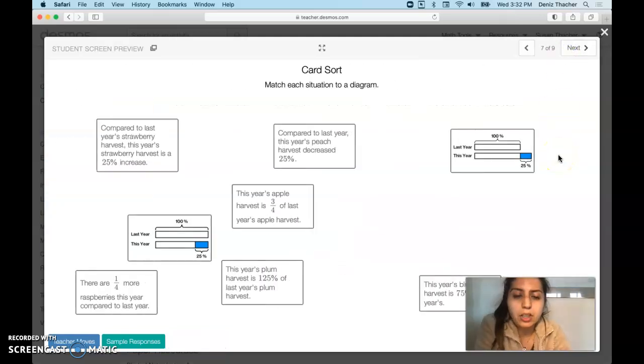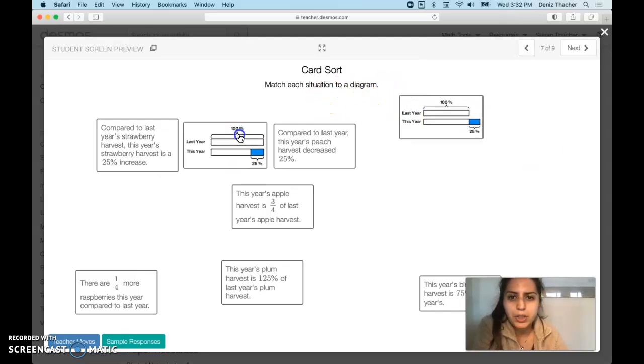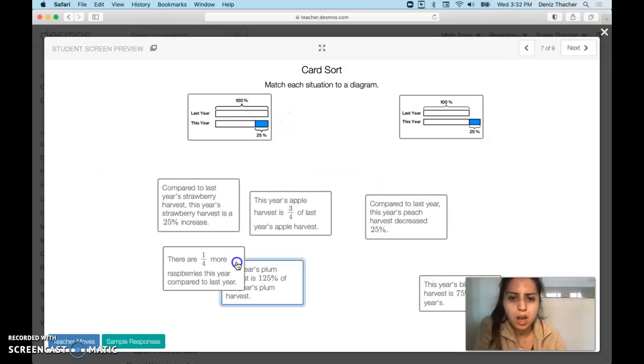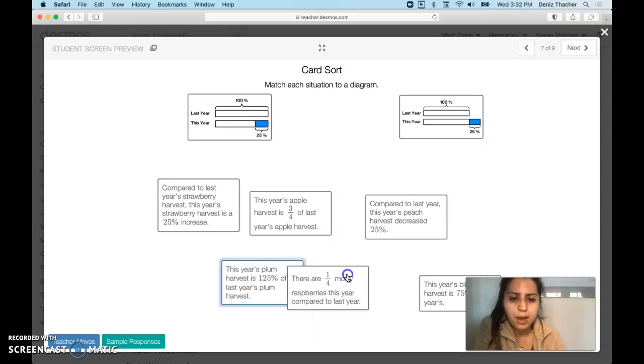Now let's go ahead and take a look at our card sort. We're being asked to match each situation to the diagram. It looks like we have 2 diagrams up here, so I'm going to put those at the top so I can start thinking about my ideas.